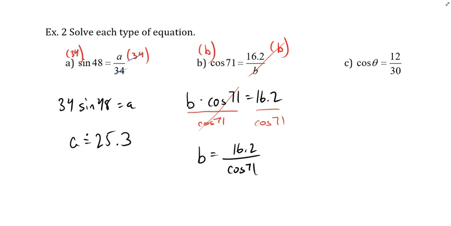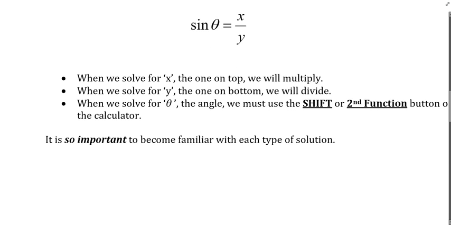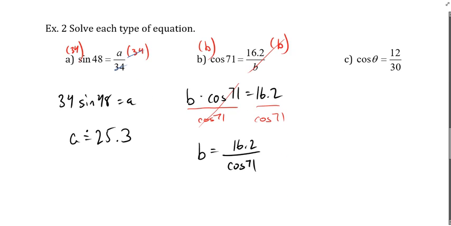But it does take some practice to get it and to get it right every time. So notice in the first one, x was on top, we ended up multiplying. In the second one, x is on bottom, we end up dividing, and that's all explained right here. So the way I look at it is cos 71 and b traded places. When you have your variable on the bottom, they trade places, and you end up dividing. The people who don't practice just try to multiply every time and get half the questions wrong.